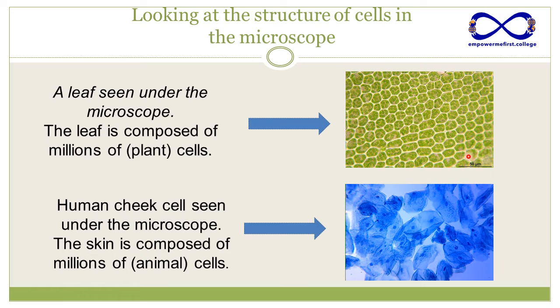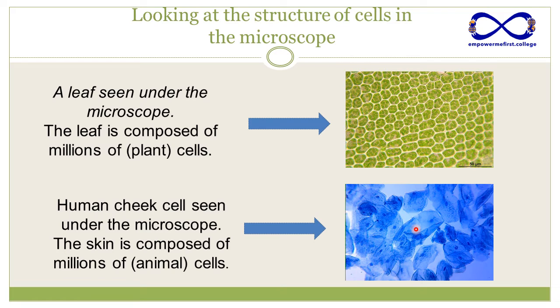And here, just to make a comparison, an animal cell. So this is a human cheek cell seen under the microscope. The skin is composed again of millions of animal cells. And basically what we can see are just these dots. So this one is a cell. This one again is a cell. I'm trying to do my best. This one is a cell. Okay. So everything which contains this blue dot, which represents the nucleus, is a cell.